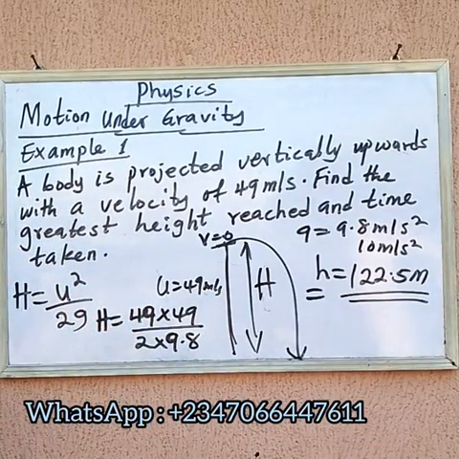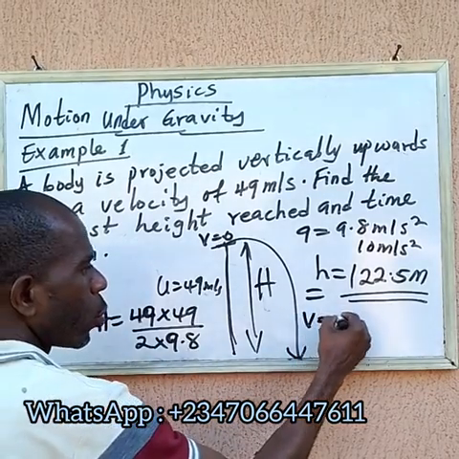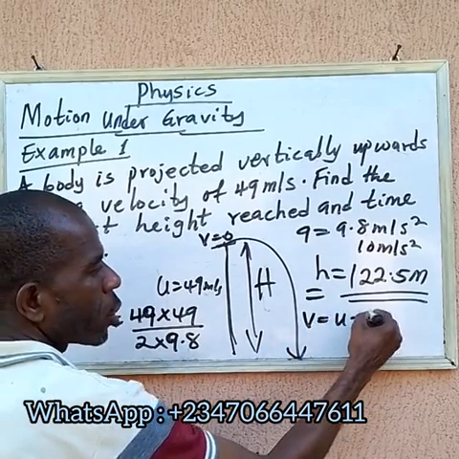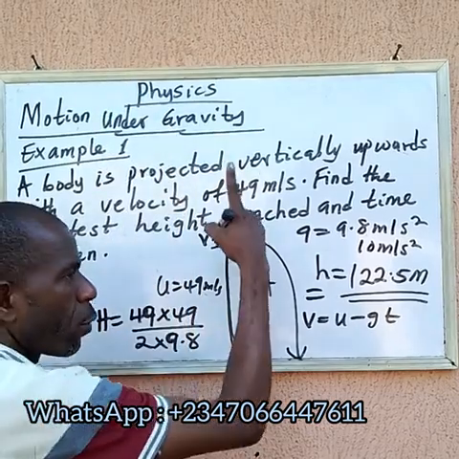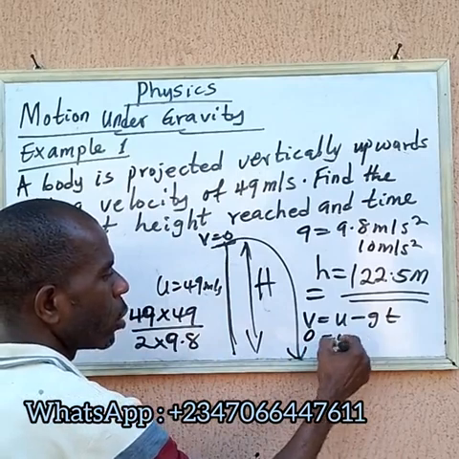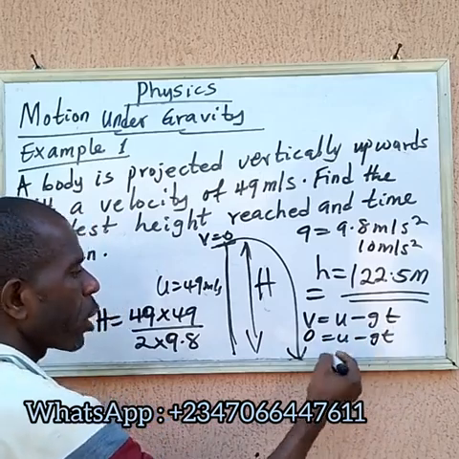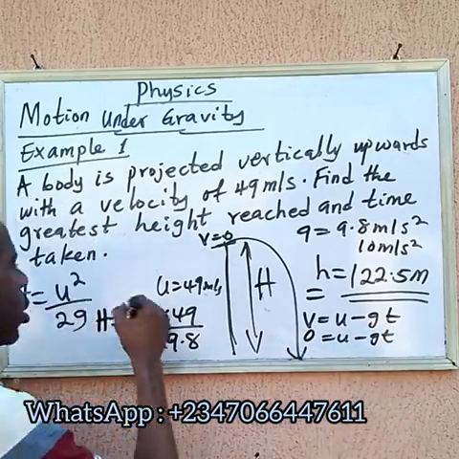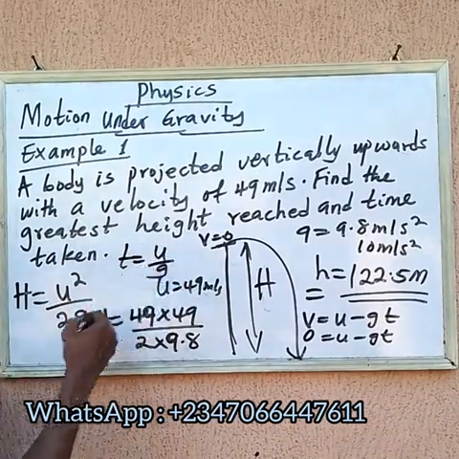So let us go and calculate the time. I also gave you the formula for the time because we are using the equation of motion v equal to u minus gt. Why minus? Because we are moving against gravity, since it's an upward motion. So 0 equals u minus gt. Making t the subject of the formula, we just have t equal to u over g. That's what you just need.